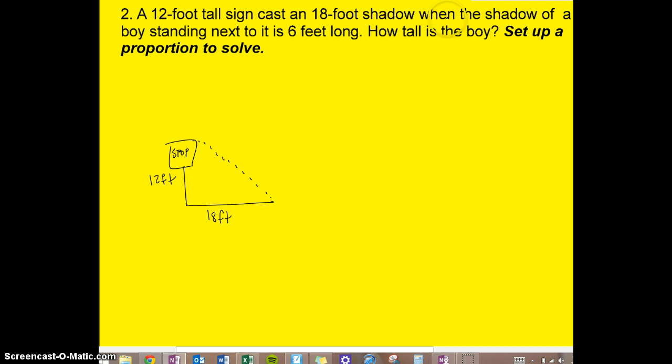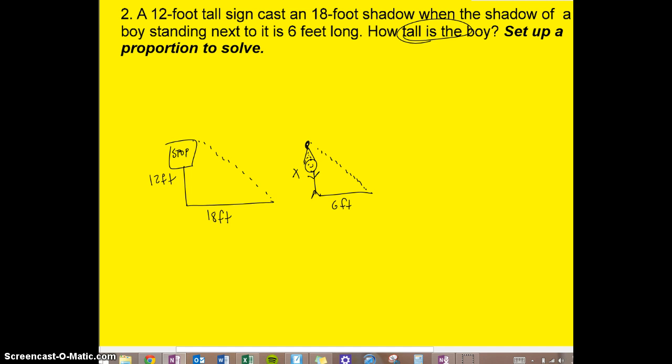When the shadow of a boy standing next to it, again, we're saying standing next to it because as the sun hits the sign and the sun hits the boy, it'll make the same kind of angle here and make the figures similar. All right, here's the boy. He's really happy. It's his birthday. He's got his party hat on. The boy's standing there, and he's got a shadow that's 6 feet long. Here goes a little triangle here. It says, how tall is the boy? Well, I don't know. There's my X.